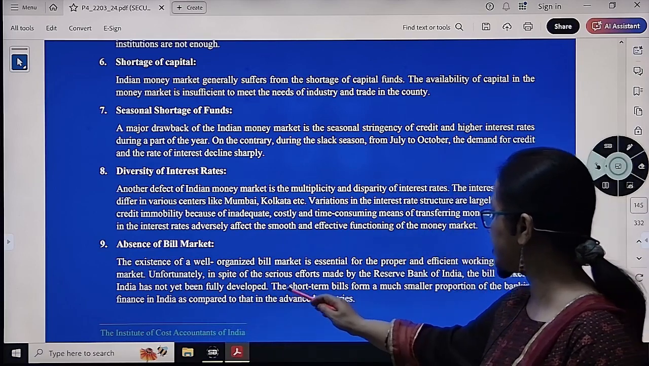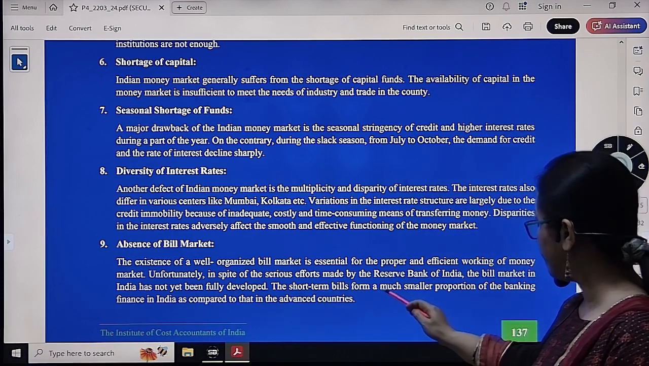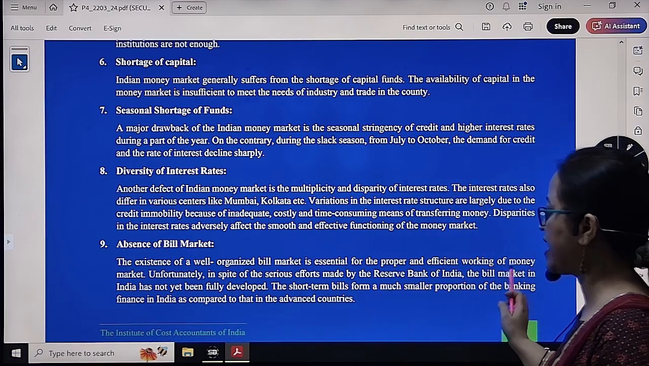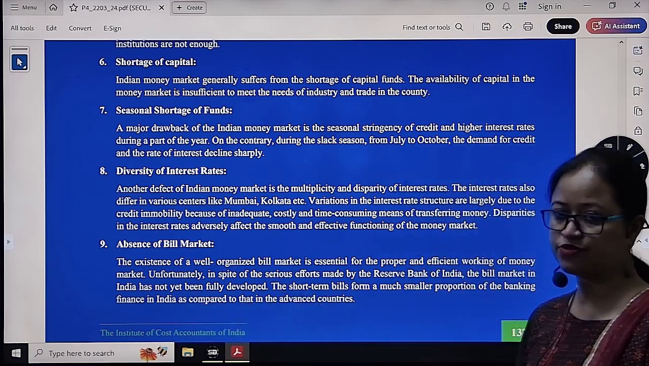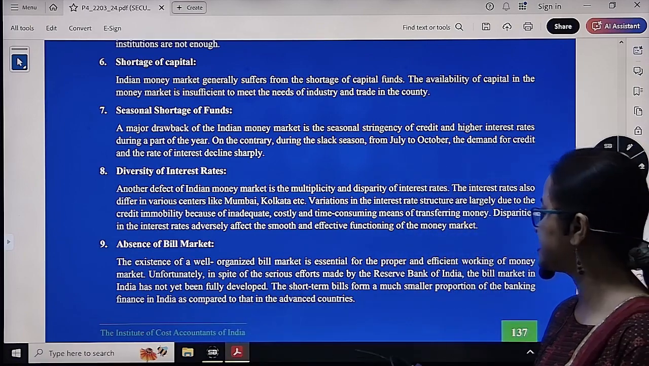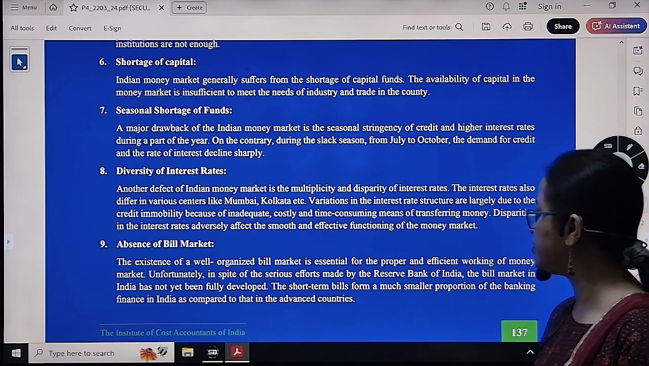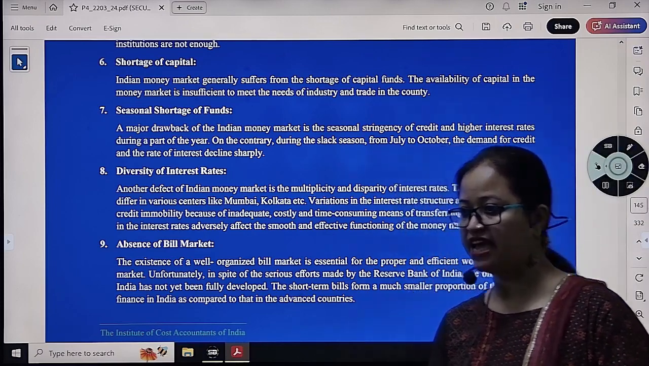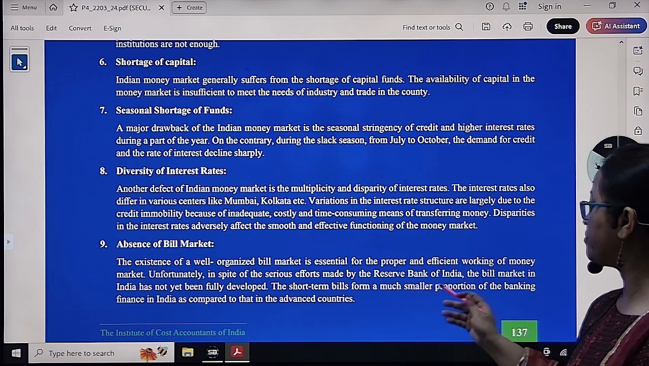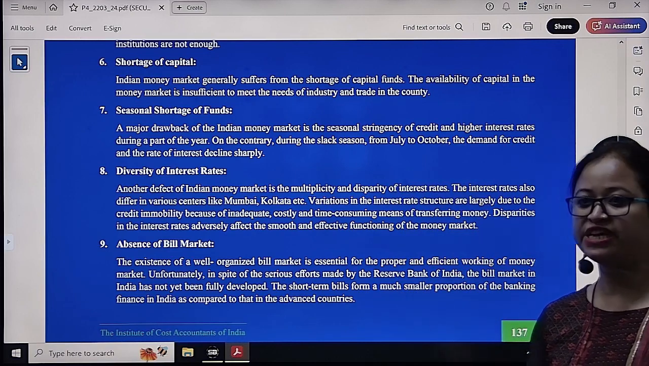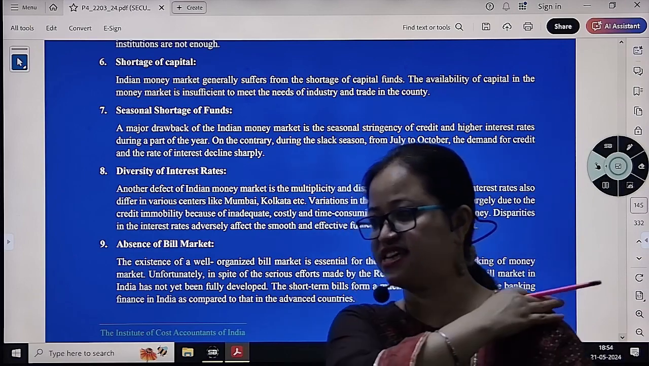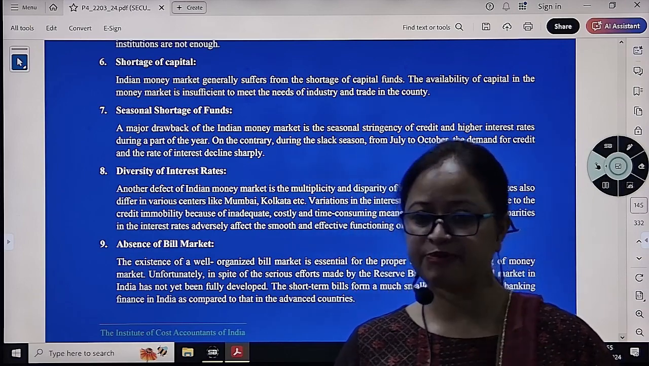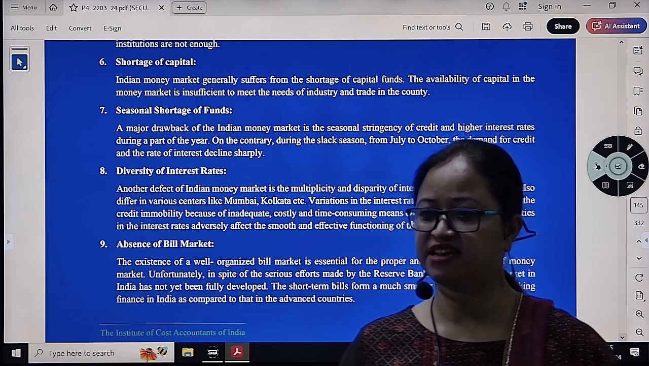So because of that, the short-term bills form a much smaller portion of the banking finance in India as compared to that in the advanced countries. Okay, so as compared to the advanced countries, हमारे इंडिया में अभी भी जो short-term bill है, that forms a much smaller proportion. तो Indian money market में participants, we can say, general public or participants are less, still need to be developed.